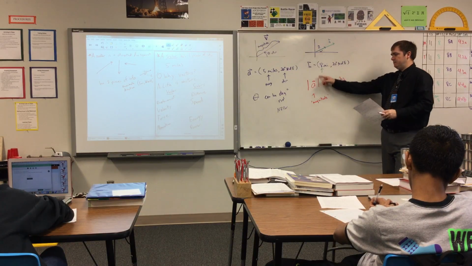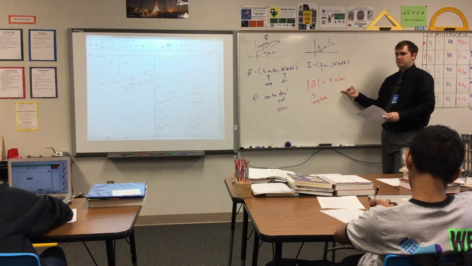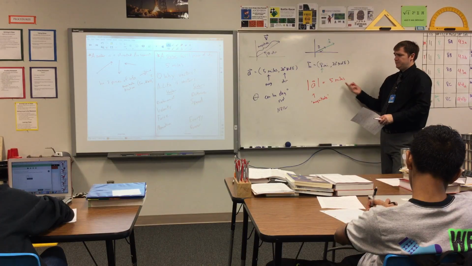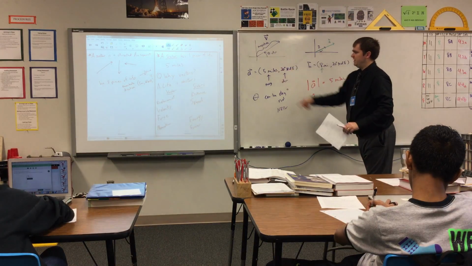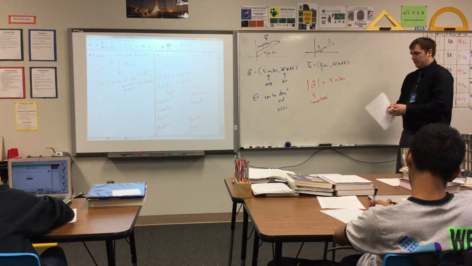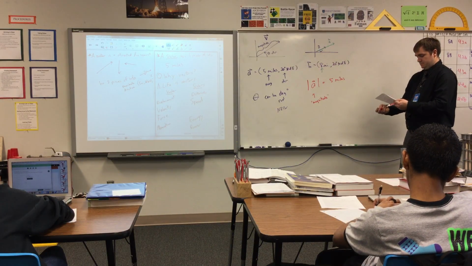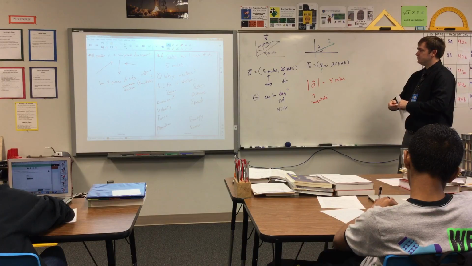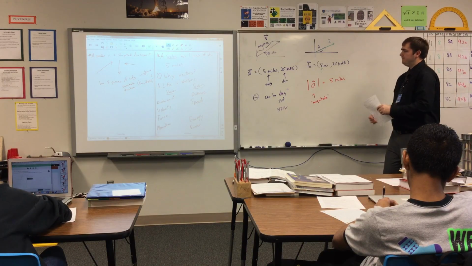So they're talking about the magnitude. Obviously, we're just going to have one piece of information. So the magnitude would just be the scalar, so it would just be 5 miles. The magnitude of vector B would be 8 miles. Okay?